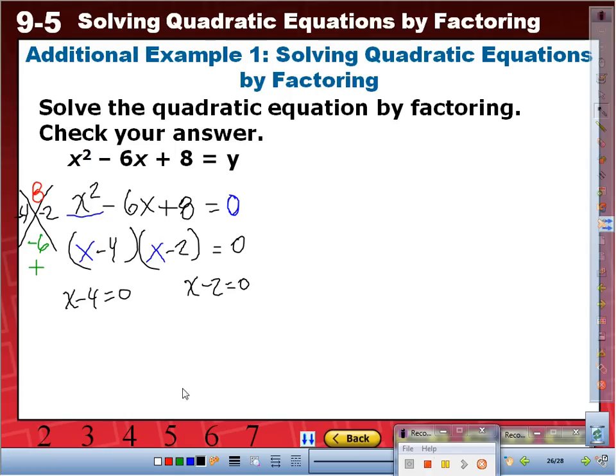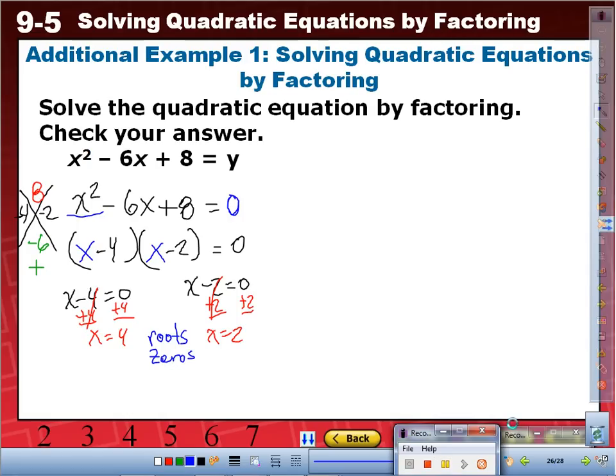Step 4, Roberto. Okay, so what do I do here? Add 4, x equals 4. Right here, add 2, x equals 2. You just do the opposites, yeah. Okay? And these are called roots. Or in Algebra 2, they're going to show you that these are called the zeros. Copy that, please.